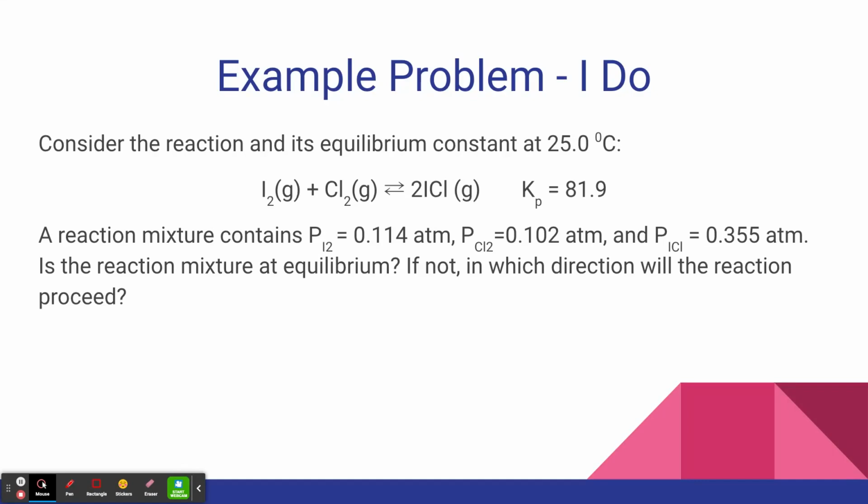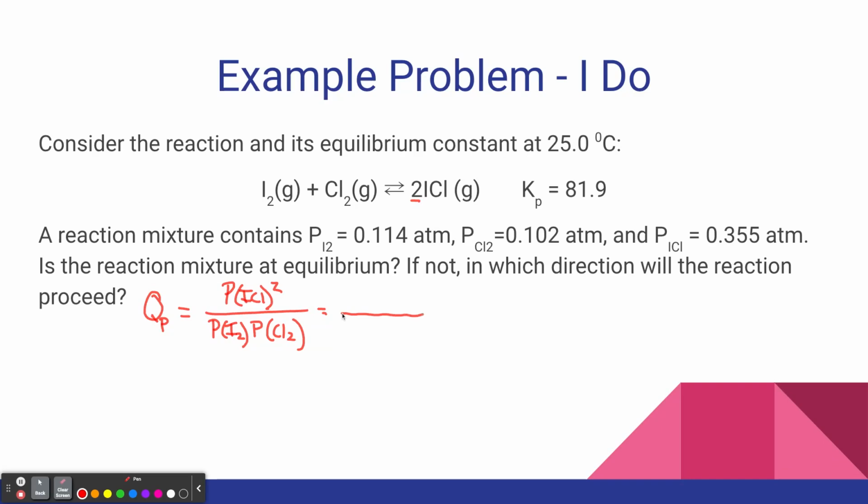So, folks, the first thing we're going to start off with is writing our reaction quotient. I'm going to write the reaction quotient for this particular equilibrium. So it's going to be QP, and the reason it's QP here, everyone, is because we're given partial pressures. So QP is equal to the partial pressure of ICl, and I'm going to square it because there is a 2 in front of ICl in the balanced chemical equation, over the partial pressure of iodine times the partial pressure of chlorine. You'll notice that I don't have to raise iodine or chlorine to any power because there are 1s in front of them in the balanced chemical equation.